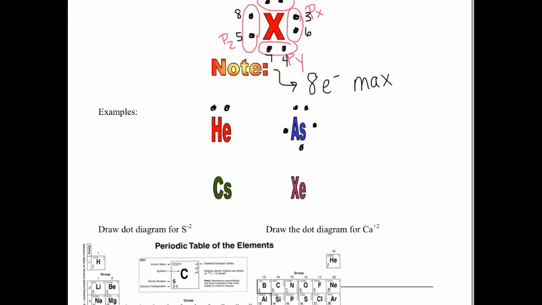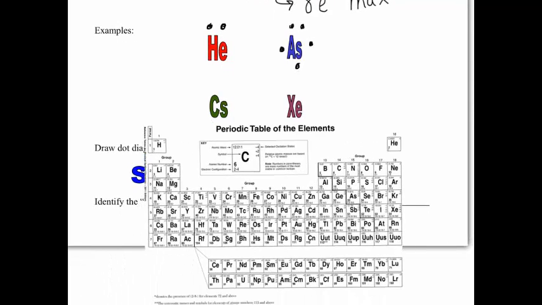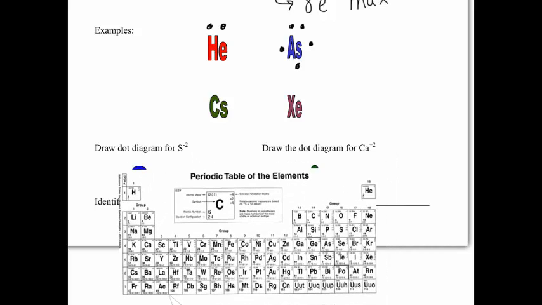All right, next we're going to do cesium. I'll move this up a little. Cesium is in group 1 down here. It's one of our big ones, and its last number in the electron configuration, or the valence number, is 1. So it gets just 1. And the last one we're going to do right now is xenon, and xenon is actually a noble gas right here, and its last number is 8.